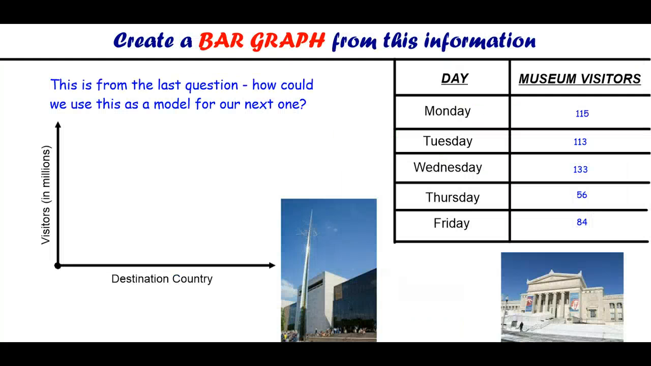So taking that idea and using that last one as a model, let's see what you can do with creating a bar graph that shows the number of museum visitors in a certain museum every day. So the graph from last time is over here on the left as an example, and see what you can do with using that as the basis for creating the next one. Pause the video and we will come back to it.